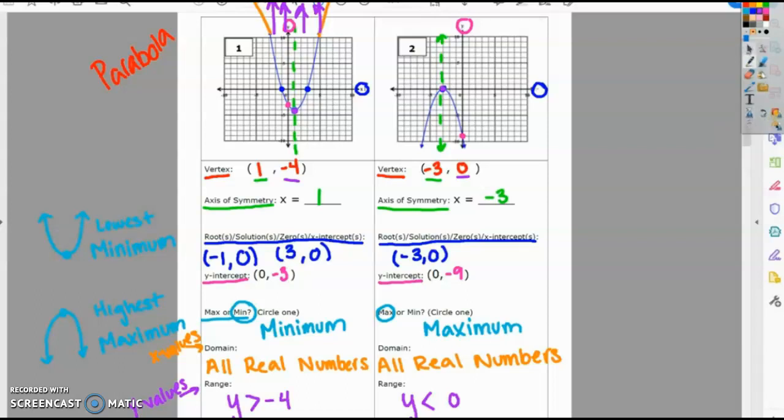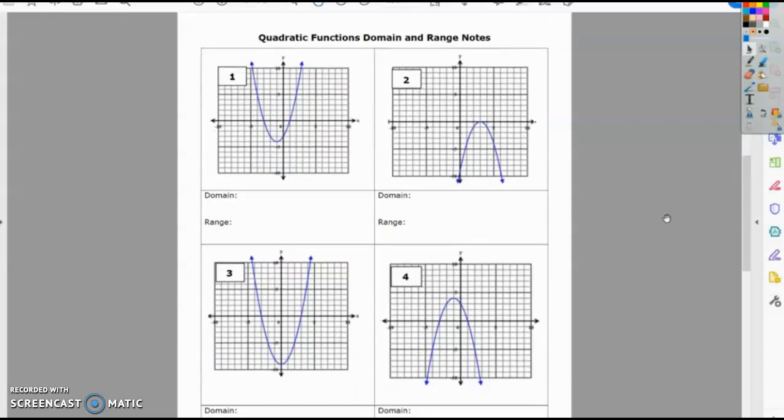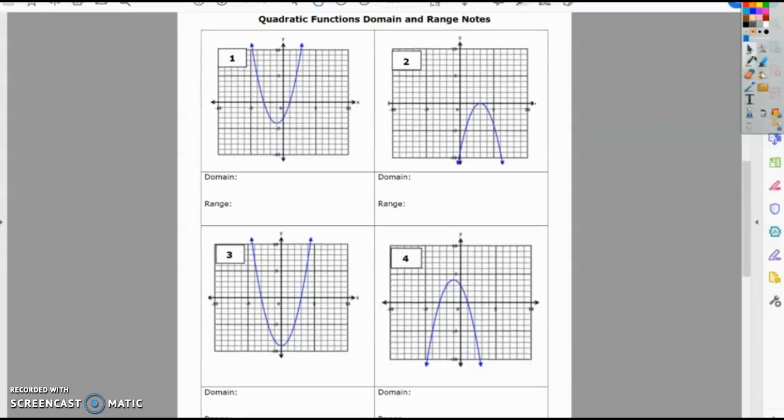Now I'm going to go on to just domain and range, more practice there because we usually struggle with domain and range a little bit. So with number 1, we need the domain of this quadratic. So again, the domain is going to go on forever in both directions. There it goes on that way forever and that way forever. So our domain is going to be all real numbers.